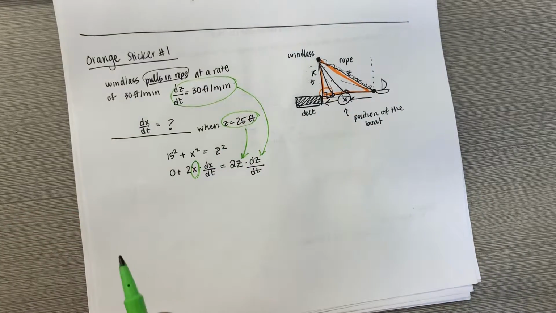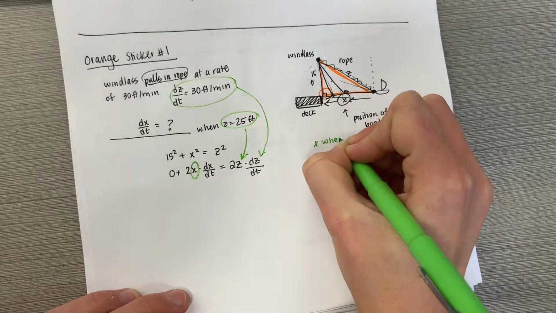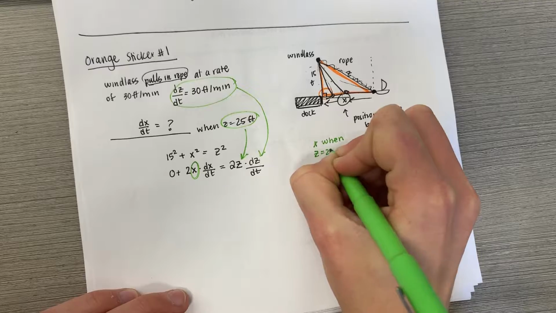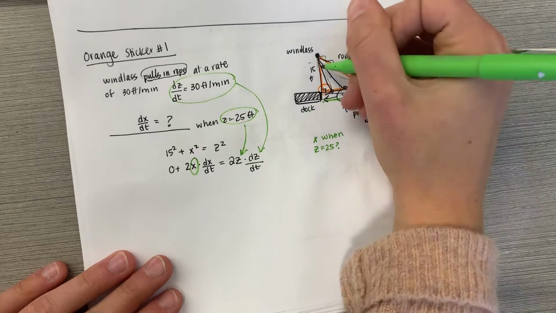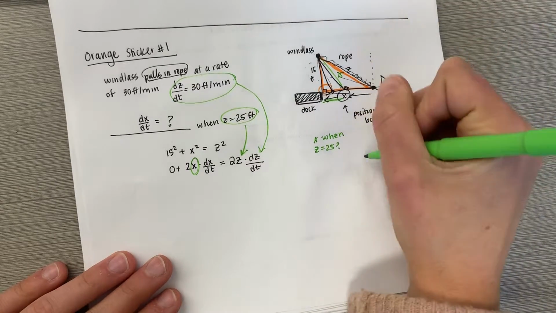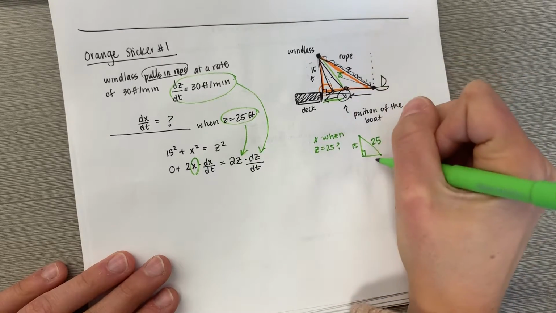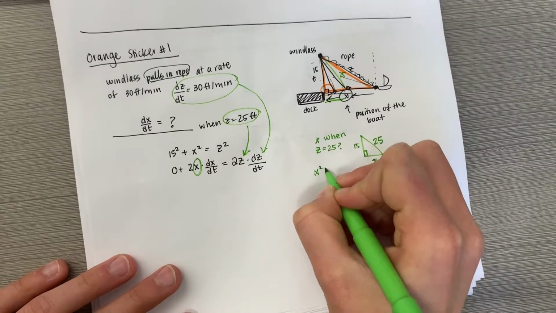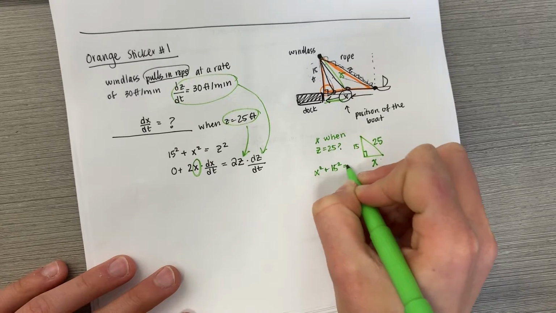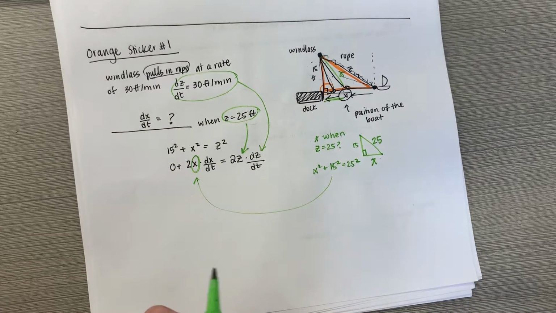Do we have x? No, but we can find what x is when z equals 25. What is the position of the boat? How far away is that distance here when there's only 25 feet of rope out? So the height of your windlass is still going to be 15. This is now going to be 25. And what we want is what is x here. You can set up the Pythagorean theorem: x squared plus 15 squared equals 25 squared. Figure out what x is, plug it in, and continue from there. Don't forget your units and your sentence at the end.